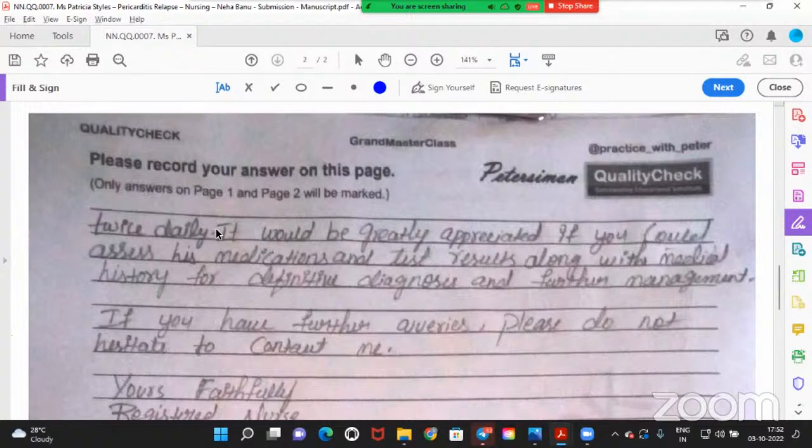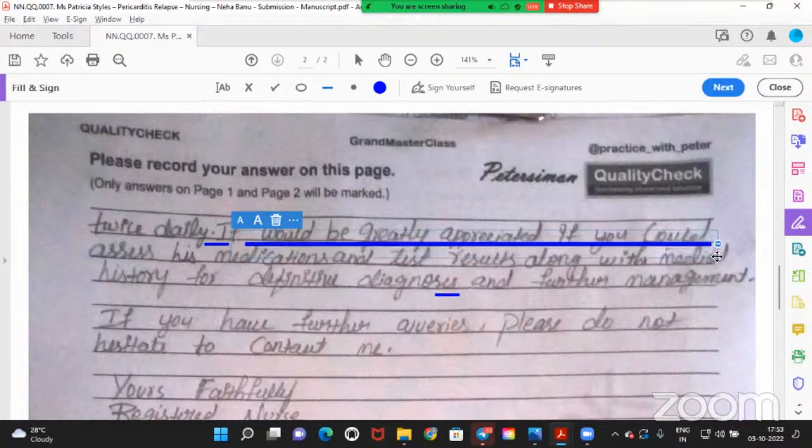It would be greatly appreciated. Why don't you want to put a space here? It would be greatly appreciated if you could assess his medications and test results along with medical history for definitive diagnosis and further management. So, it would be greatly appreciated if you could assess. Till that, remove. This is not very good quality. Everyone writes like this. So what is special about that one? It has become very common. Okay. So you can write like this.